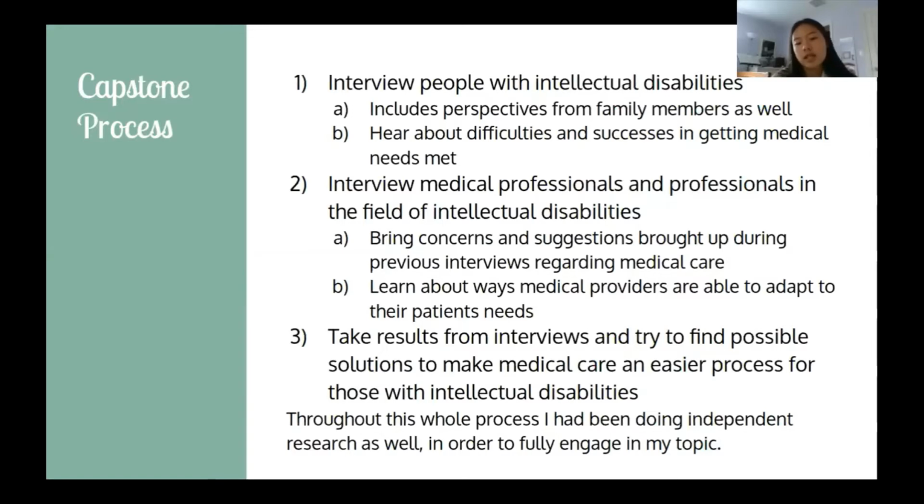Throughout this whole process, I also did a lot of independent research to fully submerge myself in my topic. I will say that during my research, I was given an opportunity to shadow a doctor who specializes in intellectual disabilities, specifically Down syndrome. I was hoping to get this new perspective to bring to my capstone project through this experience, but for obvious reasons that was not able to happen. But I am still happy that I was able to gather the interviews that I have, and I hope to still have this opportunity in the future to go shadow him.